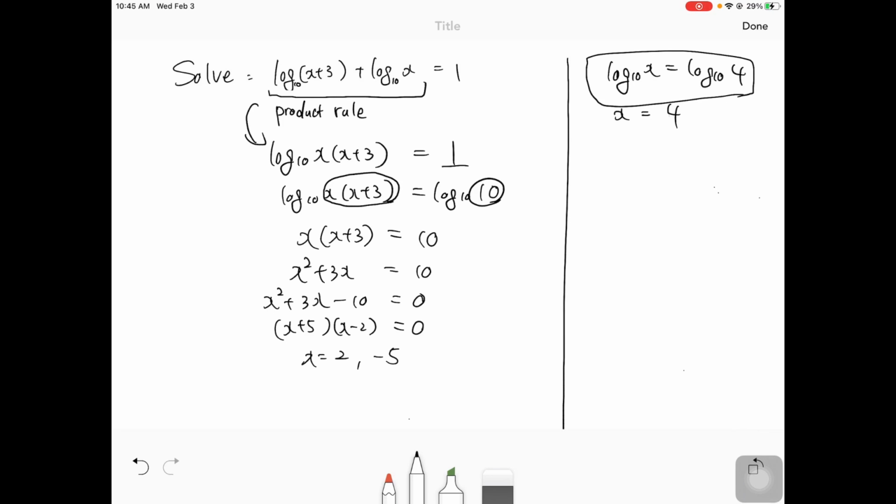But you have to be careful because it has log base 10 of x. This means x has to be bigger than 0. So negative 5 is not a solution of this equation. So only x equals 2 is the answer. That's it.